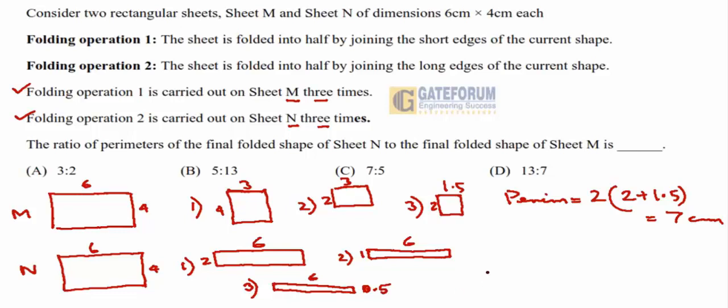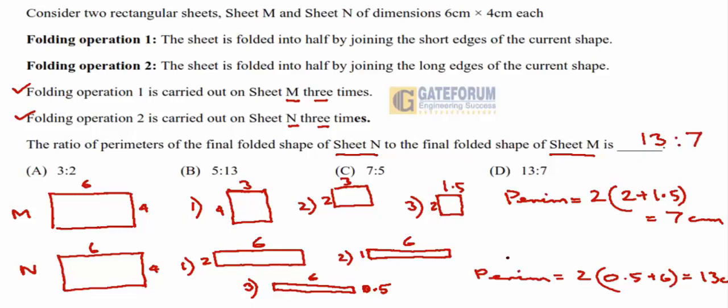right? So what will be the perimeter of sheet N? It will be twice of 0.5 plus 6, that is 6.5 into 2, that is equal to 13 centimeter. They have asked you the folded perimeter of sheet N to sheet M. So I will say that the result is 13 is to 7. This is the option and I will take it.